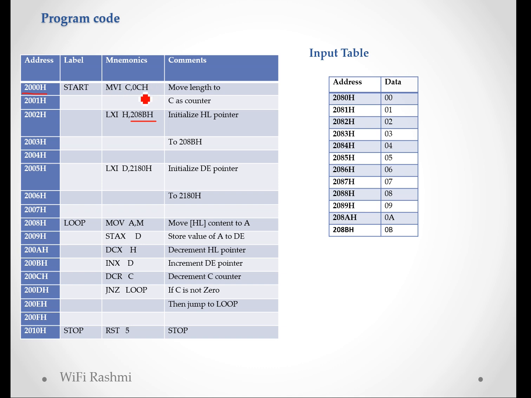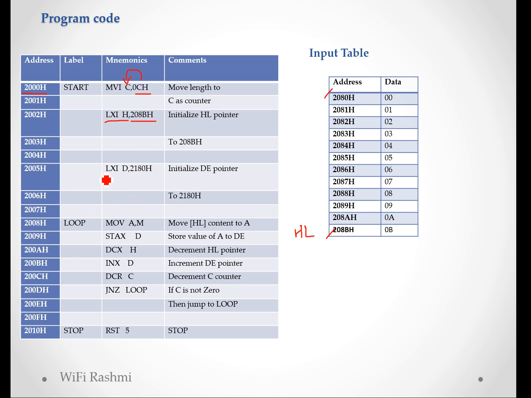Now in this program you have 0C values, that is from 0 to B. So this is a complete 0C, that is 12. If you count from here to here, you have 12 values. So I moved these 12 values in C, because I have to reverse 12 values. I'll start the HL pointer at the last place. I have to keep one pointer at the last and one at the starting.